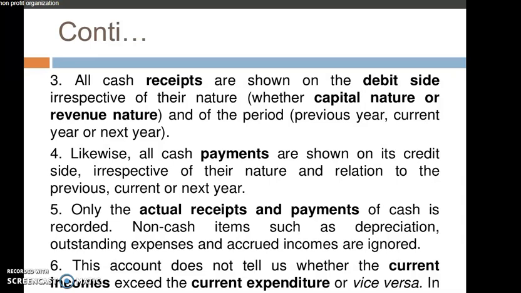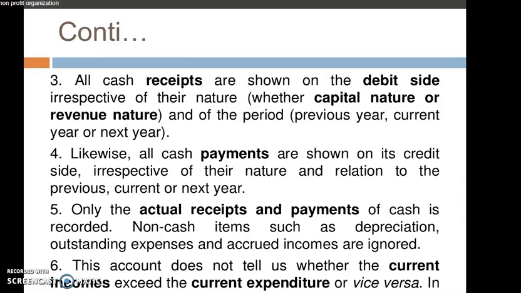All cash receipts are shown on the debit side irrespective of their nature, whether capital nature or revenue nature, and of the period, previous year, current year or next year. Likewise, all cash payments are shown on its credit side irrespective of their nature and relation to the previous, current or next year. Only the actual receipts and payments of cash are recorded. Non-cash items such as depreciation, outstanding expenses and accrued incomes are ignored.